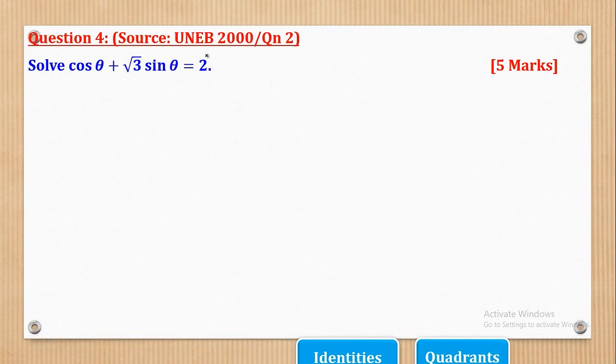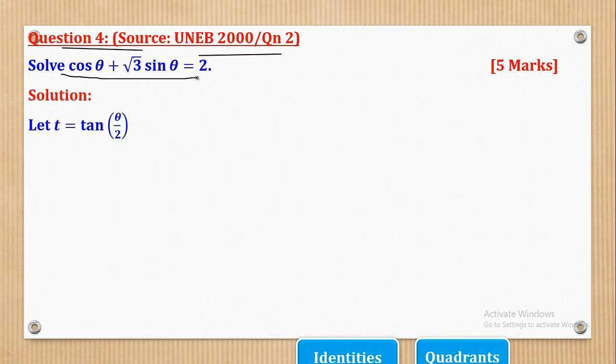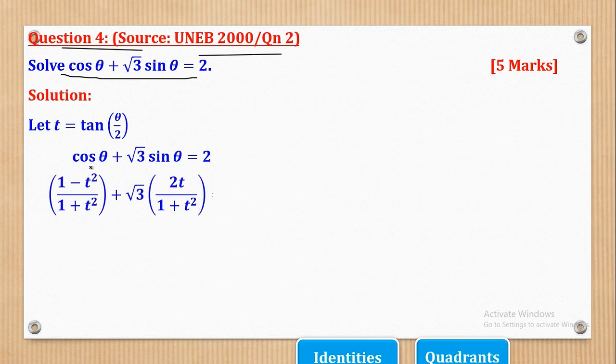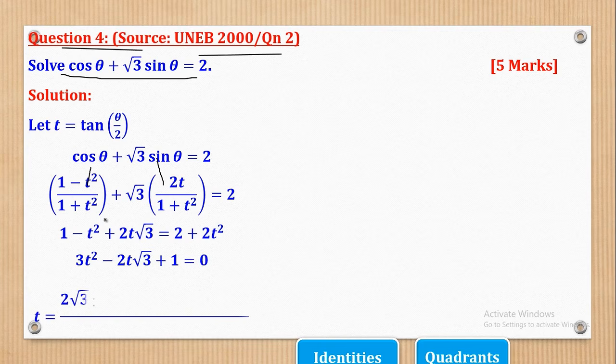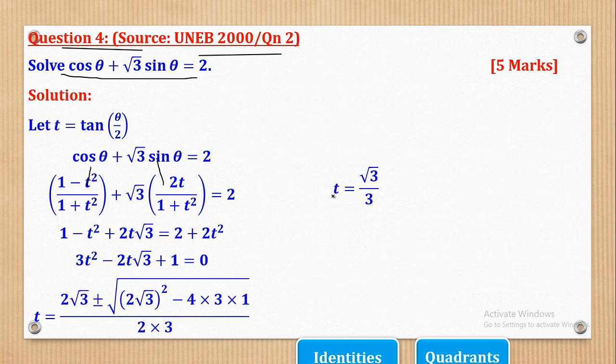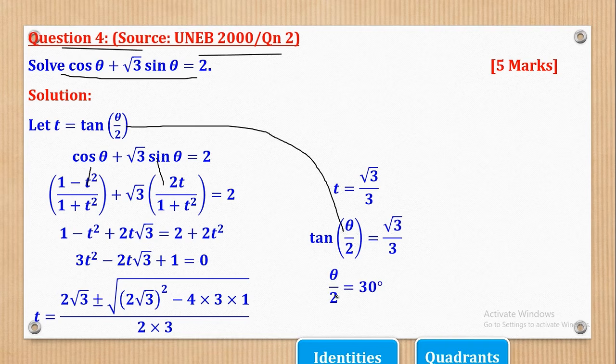Now we shall go to question 4, which came from UNEB 2000, paper 1, question 2, and says solve this. Therefore, we shall first let t equal to tan theta over 2. Therefore, when I substitute the t formula, I'll come up with this and that. Therefore, multiply throughout by the LCM and collect like terms to get a quadratic equation, then solve the quadratic equation. You'll come up with t equal to root 3 over 2. That means that t is equal to tan theta over 2, implying that theta over 2 is 30 degrees and theta is 60 degrees.